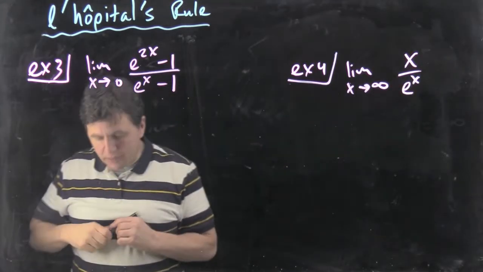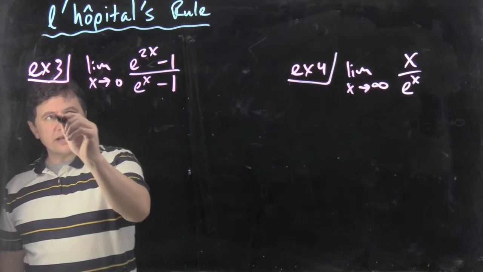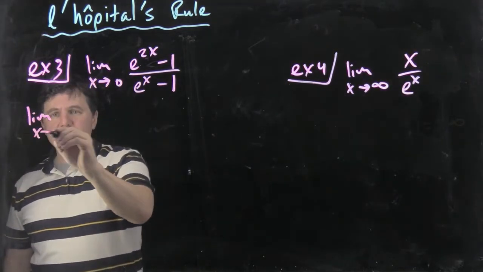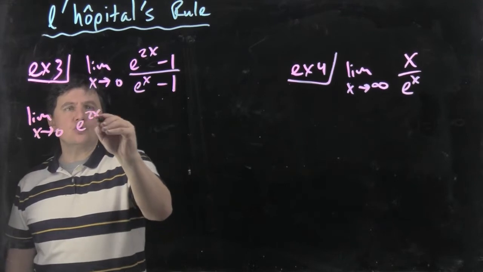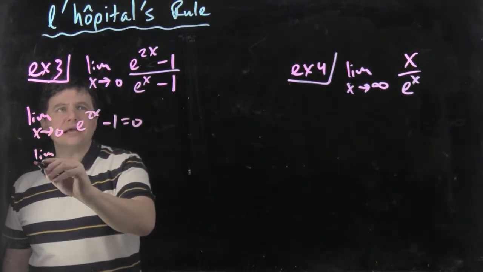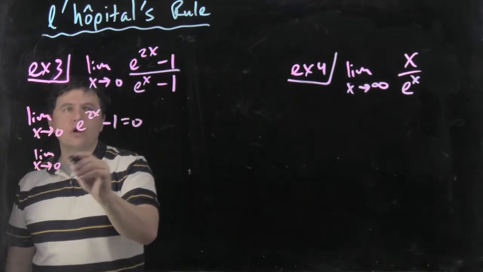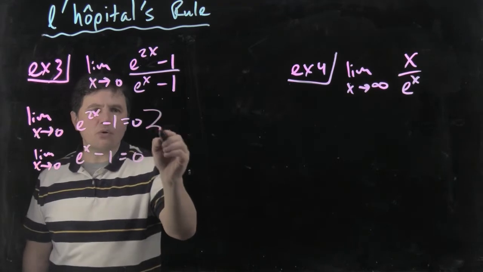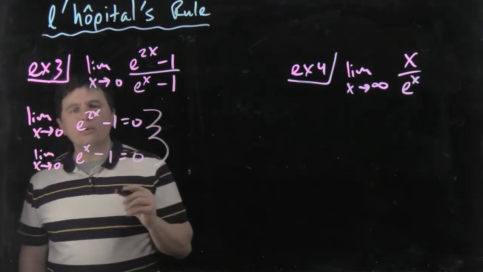So then what I'm going to do is the preconditions. Always have to do those preconditions. The limit as x approaches 0 of e to the 2x minus 1 equals 0, and the limit as x approaches 0 of e to the x minus 1 is equal to 0. Once we get that 0 over 0, now we can use L'Hopital.